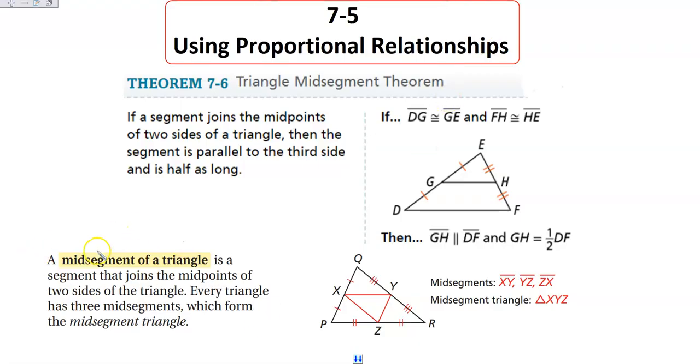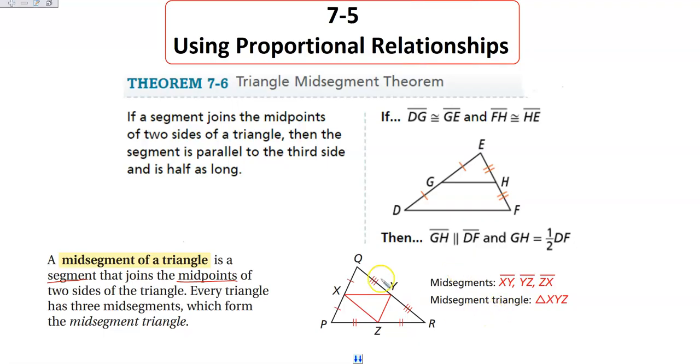Now, what the midsegment of a triangle is, it is a segment that joins the midpoints, all right? So if I look at this triangle here, X is a midpoint because these two pieces are congruent. Y is a midpoint because these two are congruent. Z is a midpoint because these two are congruent. So each segment that connects those two midpoints is called a midsegment. Your triangle will have three midsegments within it, and those three segments will form what we call a midsegment triangle.